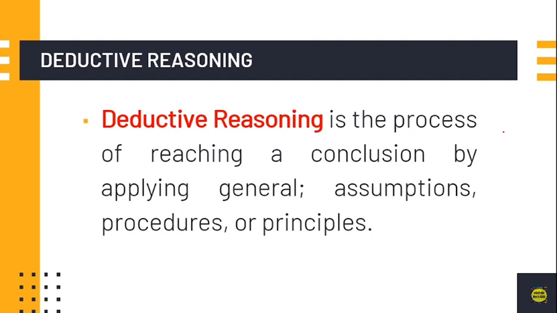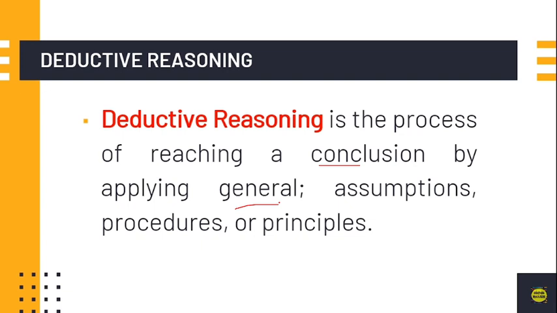Next is deductive reasoning. This deductive reasoning is top-down. From top going down. It starts with a general statement, a conclusion in general, and after that you apply a specific example. So, general statement to specific example.